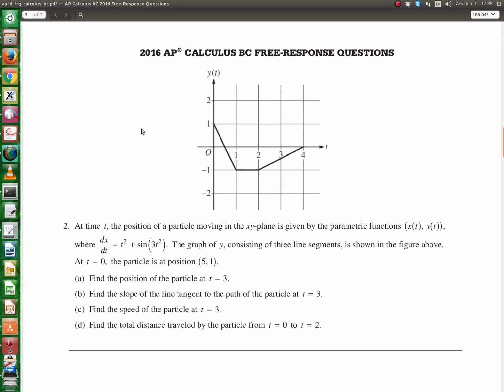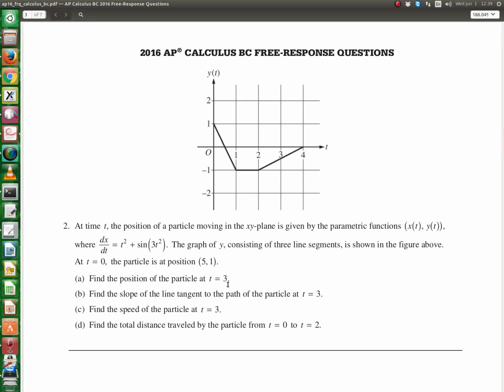At time t, the position of a particle moving along the x-axis, in the xy plane, is given by the parametric functions x of t, y of t, where dx/dt is given, and the graph of y consisting of three line segments is shown in the figure above. At t equals 0, the particle is at (5, 1). So in other words, x of 0 is 5 and y of 0 is 1. Find the position of the particle at t equals 3.